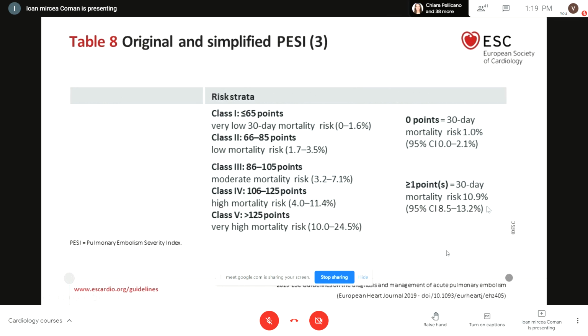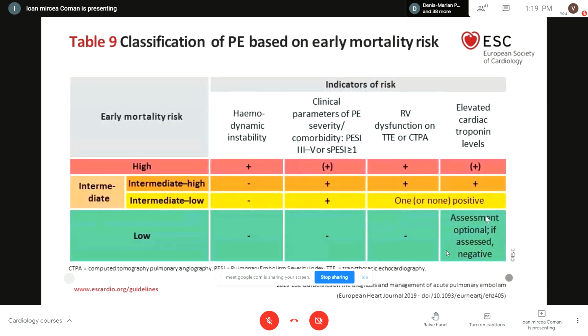10% mortality means more than the mortality of acute myocardial infarction treated nowadays. So it's very important to calculate this PESI score for a patient, because a lot of high-risk patients will die if we do not treat them very early and very aggressively, while the low-risk patient will go with a very good future.